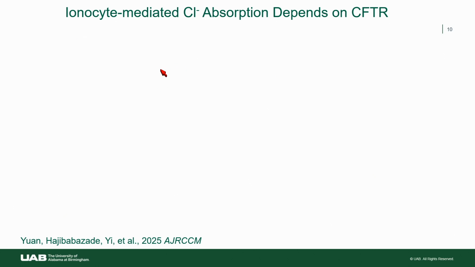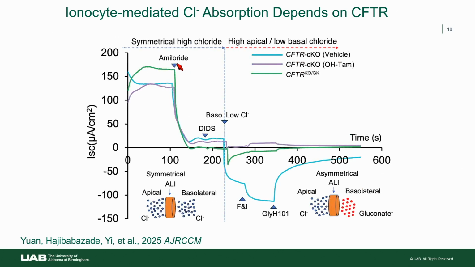Now, after we set up this culture system, we started to test the chloride absorption. So we tested three different groups here. One is the control, and the other is the tamoxifen treated, which is the ionocyte specific CFTR deletion conditional knockout group. And the other group we use a CF control, cystic fibrosis airway epithelium.